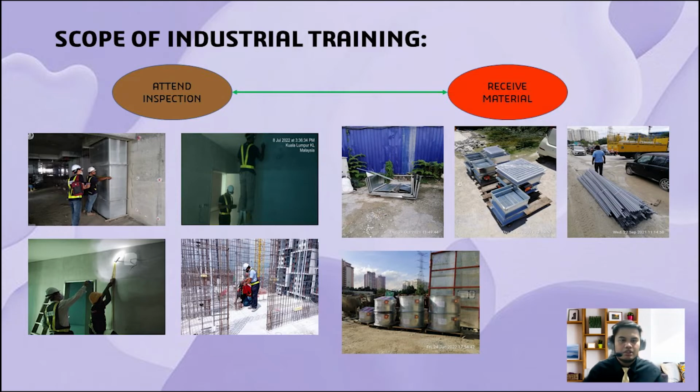And lastly, my job scope is to receive material. Another job scope is to make sure the material at site is in adequate condition. If there are not enough items on the site, I have to make an order to supply and make sure they are supplied to site in the right quality and quantity and also arrive in the time given.